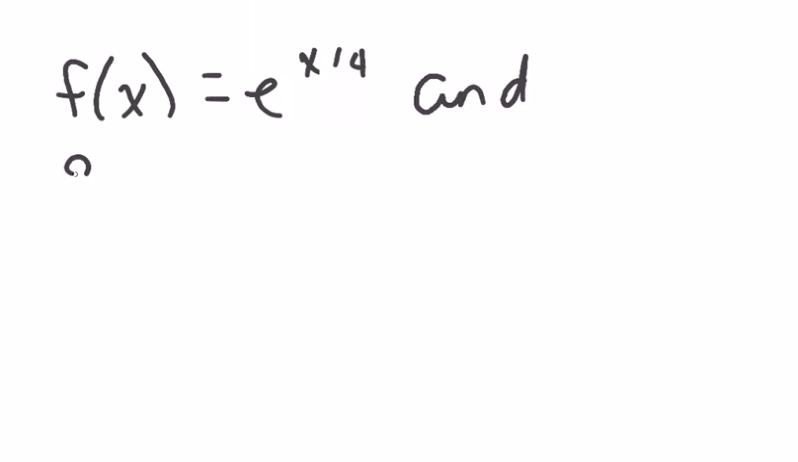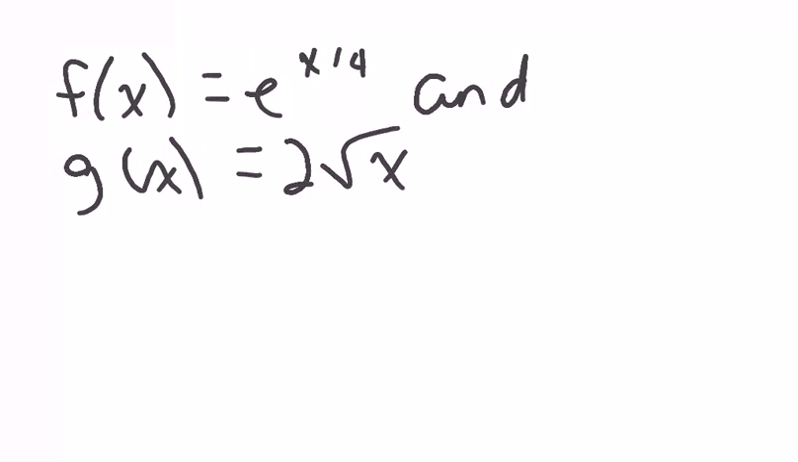So they might ask you to graph the system. For example, f of x equals e to the x over 4 and g of x equals 2 square root of x, and ask you to graph this.